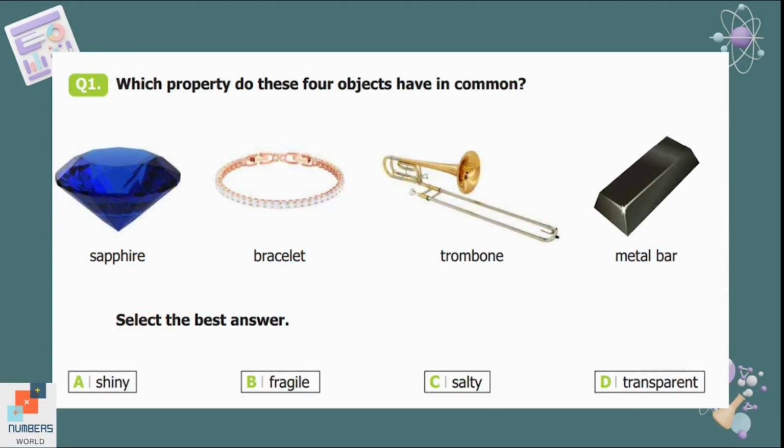Question number 1. Which property do these four objects have in common? Select the best answer. Option A is shiny, B fragile, C salty, and D transparent. So we can see all these objects are shiny. So option A is the correct option here.